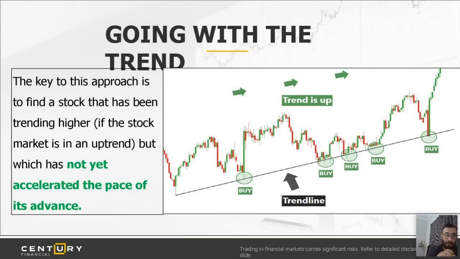But with trend, we have to understand one more thing. The key to this approach is to find a stock or any financial instrument that has been trending higher, but has not accelerated the pace in its advance. Please do not confuse these two things. If it has already gone up and then you're buying, then you're not buying in an uptrend. Uptrend means that when it comes down again and it's still within the trend, you go for a buy, right? Or when there is a range and this range has been broken, there is a breakout, then you buy upside or downside. So this is what going with the trend means.